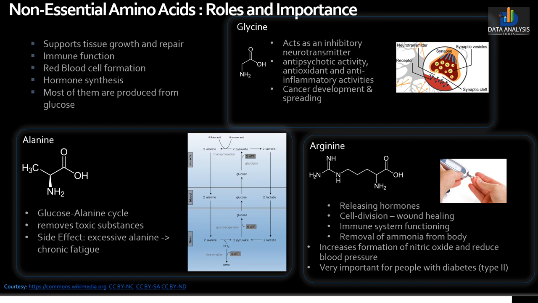Let us now have a look at the physiological role and importance of individual non-essential amino acids. To start with, let's say glycine. Glycine is the simplest amino acid, and its calming action improves sleep and reduces reward-seeking behaviors. It can be synthesized through collagen degradation and is the primary ingredient of collagen. It is beneficial for wound healing.